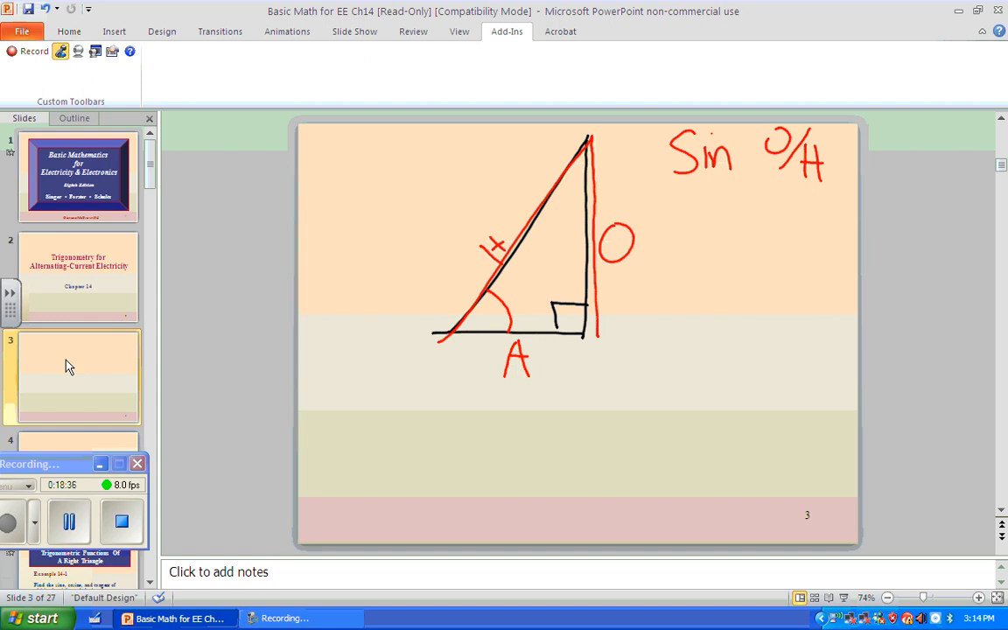Okay? Now let's look at the cosine. And that's A over H, and look at this. This is adjacent over the hypotenuse. And it's just a fraction. It's nothing to be afraid of. And then finally, we have the tangent. And that is O over A, opposite over adjacent.